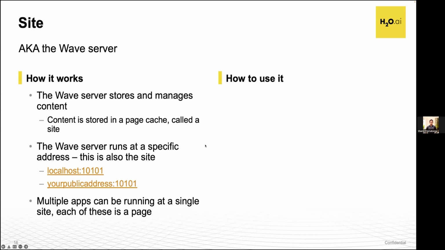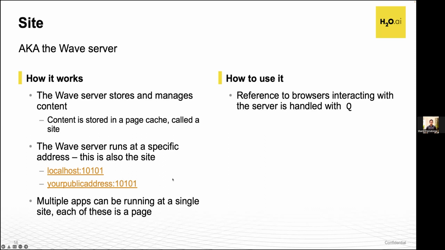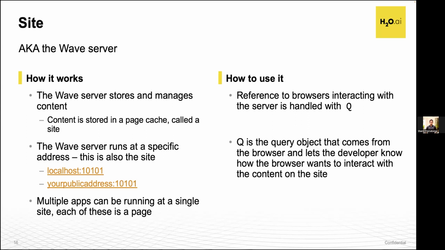Also, we can run multiple applications on a single site. Since the server is holding multiple pages, we can run multiple applications at the same time. We just need to mention which page we need to access at the end of the URL. You can experience it in the demo session, and I'll explain it again at that stage. For this purpose, we are using the query object. The query object is the reference for browsers to interact with the server.